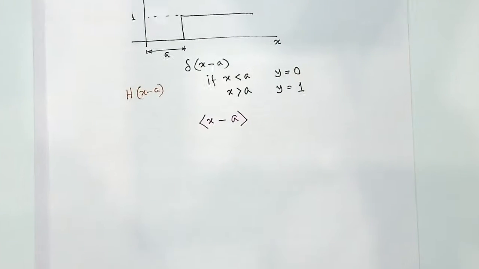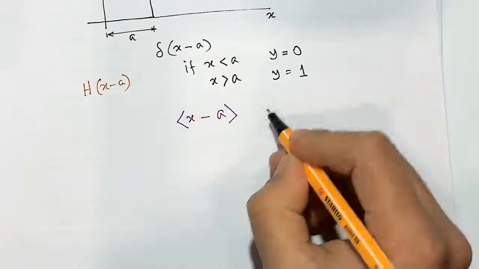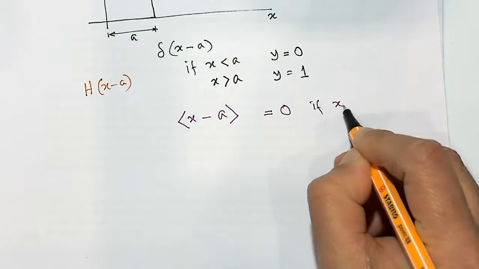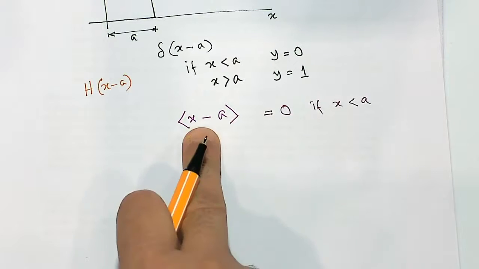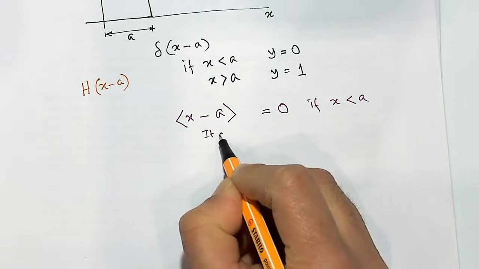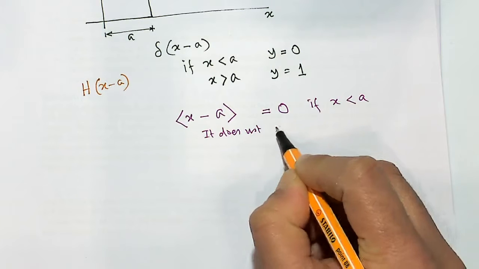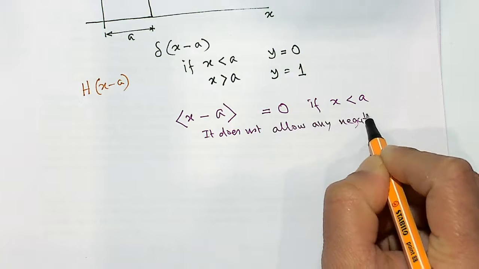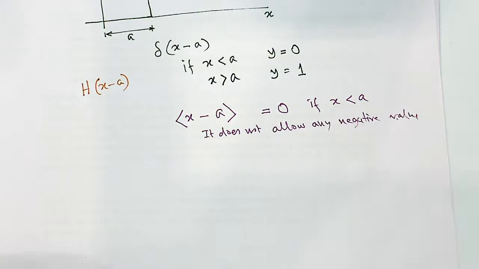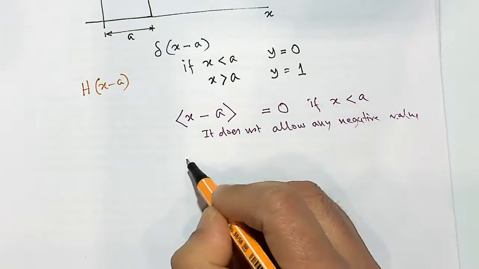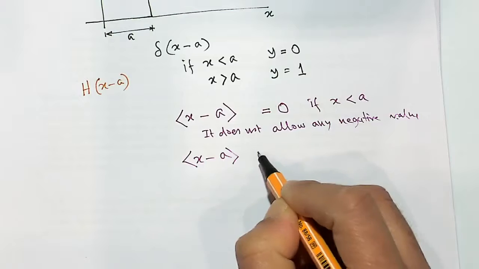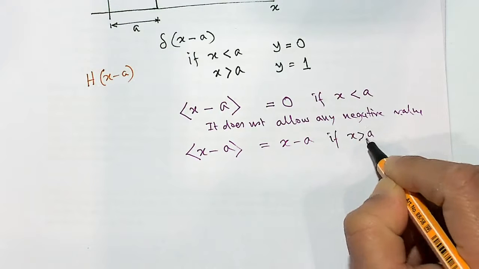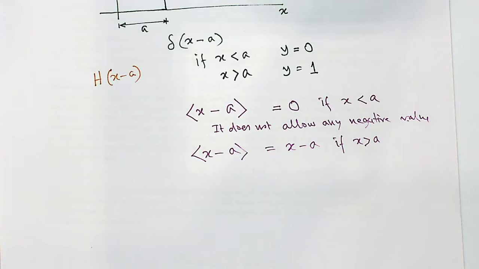So if you get a function like this, this will be equal to 0 if x is less than a. That means it doesn't allow any negative value. Any negative value you get means it is 0, so instead of a negative value, you put 0. And this would be equal to the standard x minus a if x is greater than or equal to a.